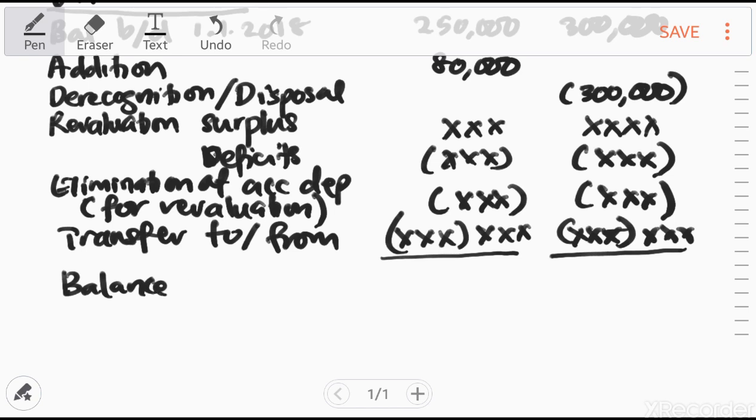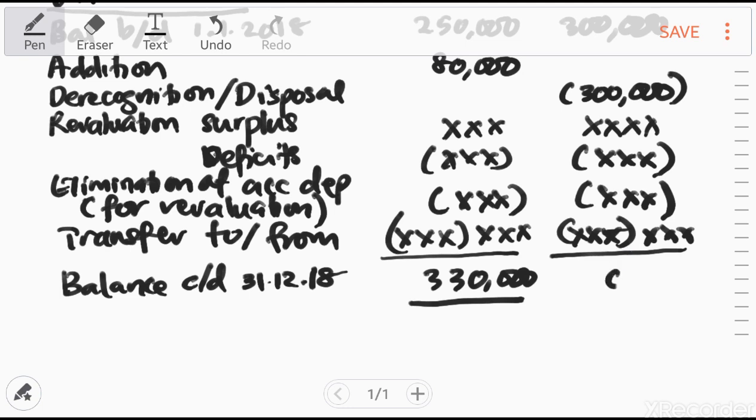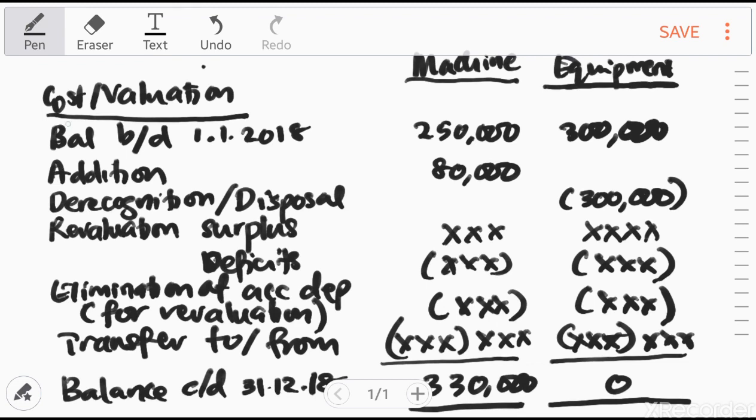We are done, right? So you have done the part, not everything, but the part on the cost section. And the balance here, if you add up, you will see that it's 330,000 here, sorry. And this one is nil or zero. Okay, that was the cost or the valuation.